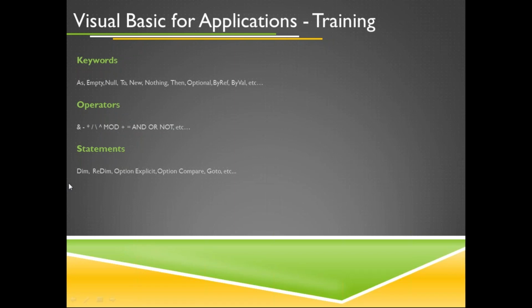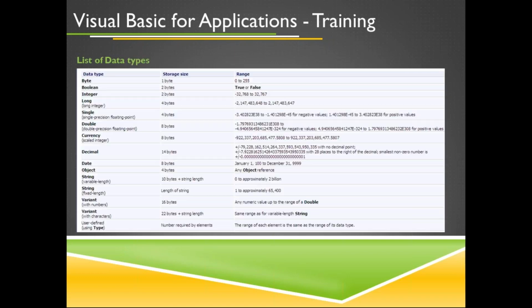In the last class, while declaring a variable, we started with Dim: Dim some variable as String, Dim some variable as Integer. What is Redim, what is Option Explicit, what is Option Compare, GoTo, etc. Mostly we'll be seeing Dim only. We'll be rarely seeing Redim and Option Explicit. We don't need that at this level, we will discuss it later.